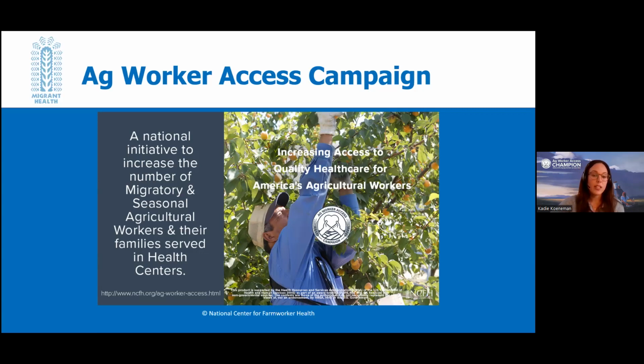We've seen steady increases over time in the number of ag workers served in health centers since the campaign launched in 2015. In 2021, we surpassed our halfway milestone of 1 million ag workers served in health centers. But unfortunately, in 2022, the UDS data saw a decline. We're confident in the hard work and determination of health centers across the country that we will continue to grow towards our goal, but we need your help. So if you're interested in learning more about the campaign or signing up to join the campaign, please check out the link in the chat to sign up and learn more about this important initiative.